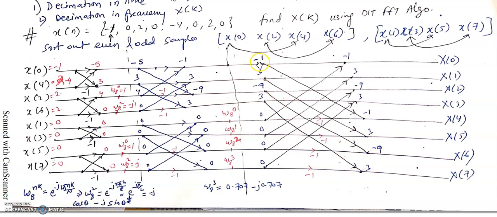So in this way, we are traveling similarly like the previous one: -1, -1, 0, then -1, 3, 3 will become, and 3 plus 0, 3, and this -1 will be there, so -1, -1, and ultimately you will get this. So in this way, you will get x0, x1, x2, x3, x4, x5, x6, x7.